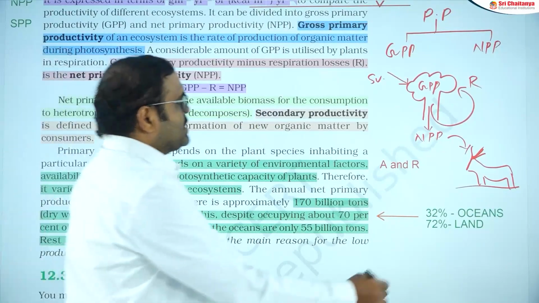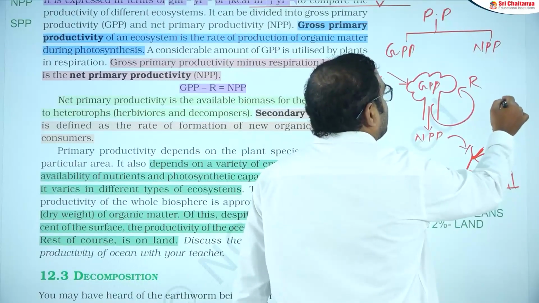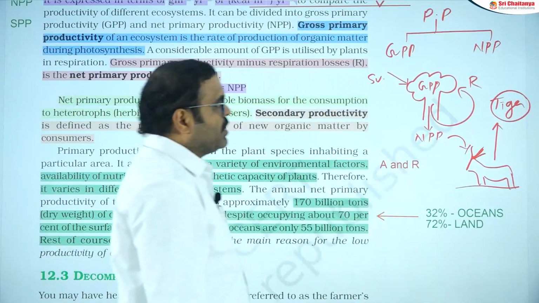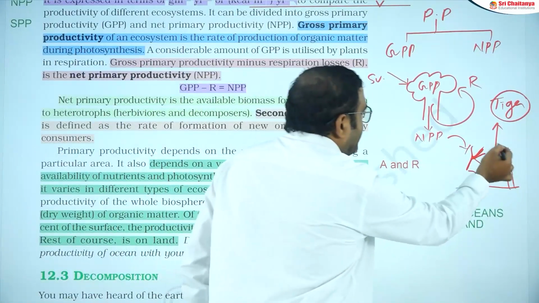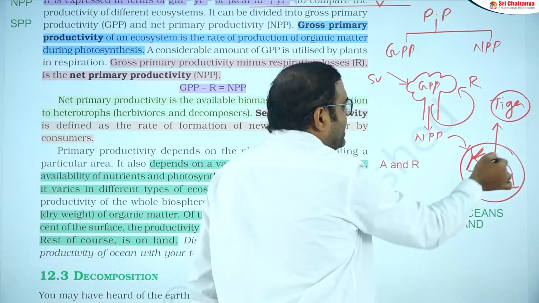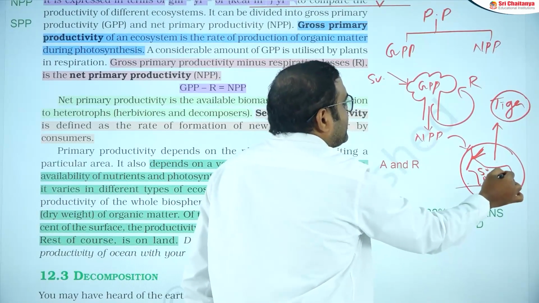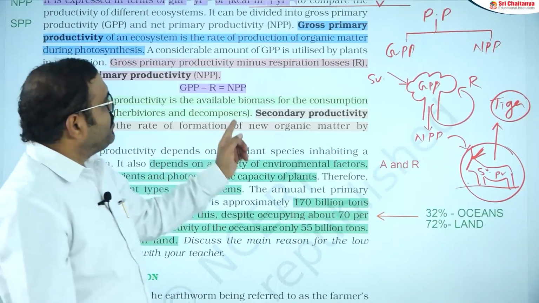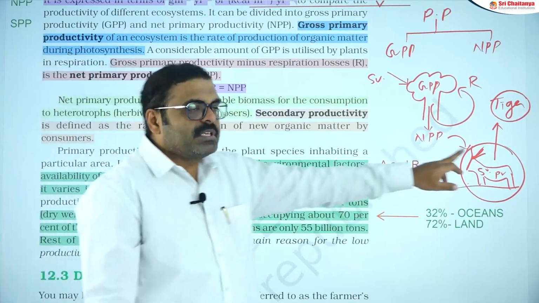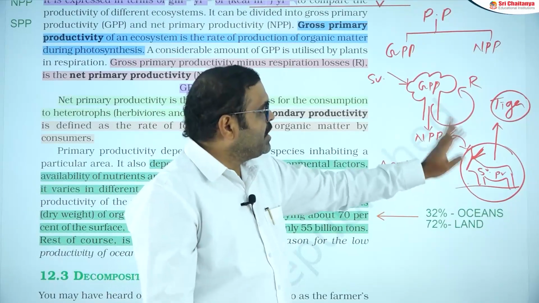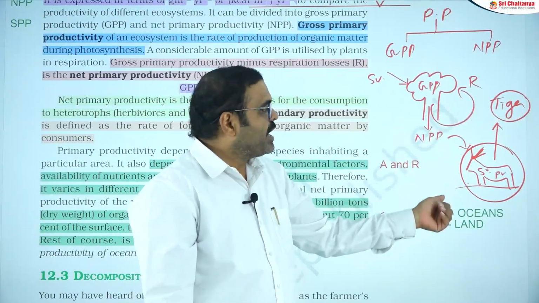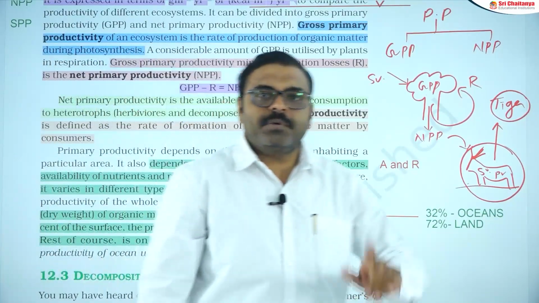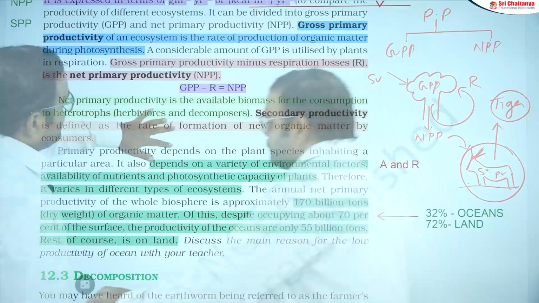Then whenever an organism provides energy for another organism, like a tiger or other animal, this organism converts plant energy into animal energy, it is known as secondary productivity. Secondary productivity is defined as the rate of formation of new organic matter by the consumers. This is the consumer which converts plant matter into animal matter. That is known as secondary productivity. Secondary productivity is always lesser compared with primary productivity. This is an important point.